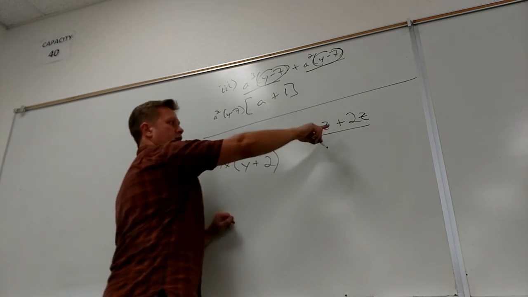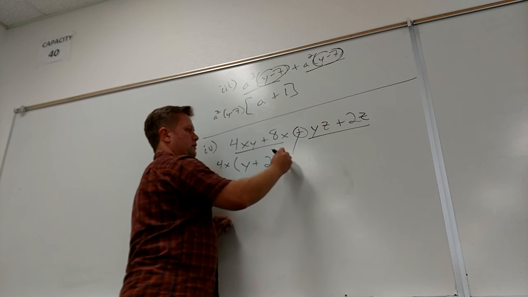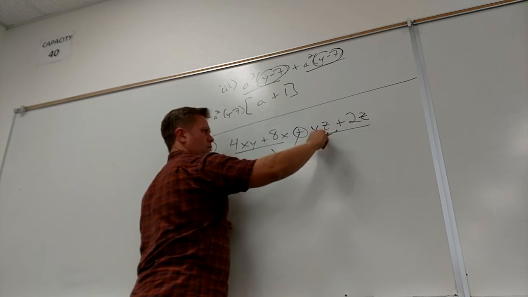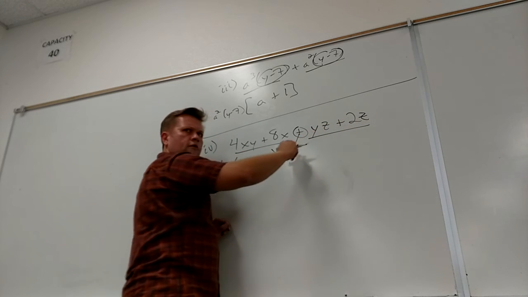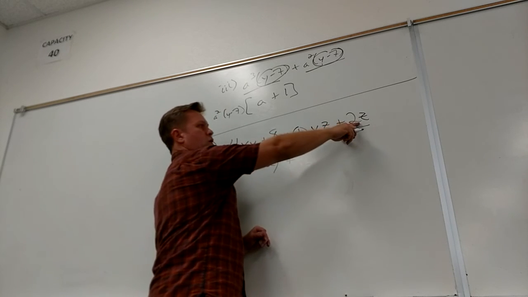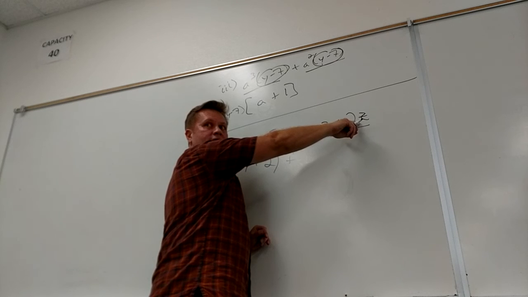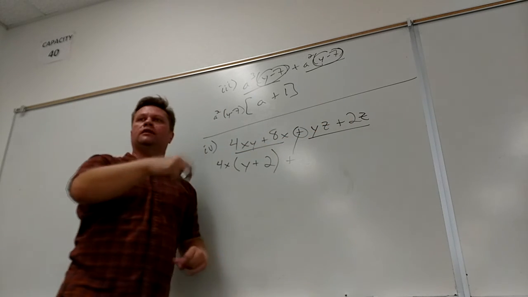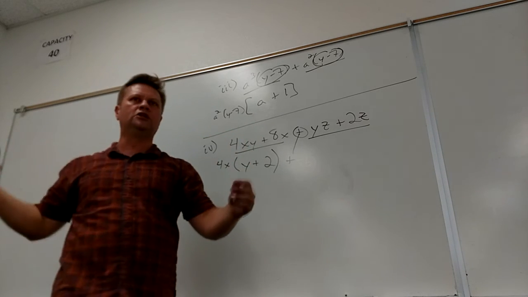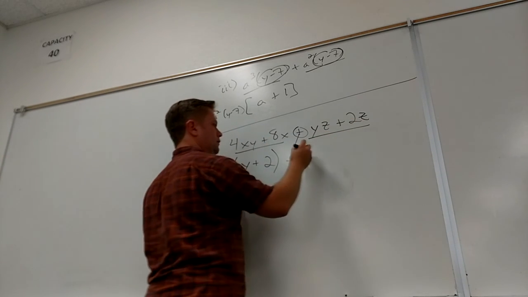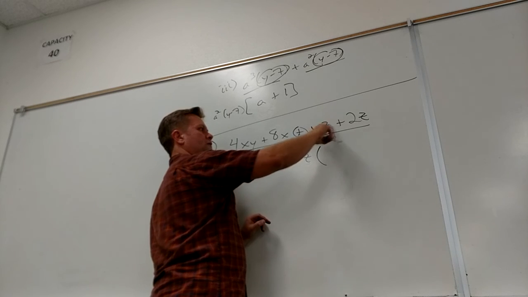I do the same thing with this one. Plus, what comes out of this? Z. Does he have a Y? No. So what you can take out is the thing that they both have, because that's what they would have gotten when I distributed. I'm just trying to undistribute. They must have both gotten a Z. And what's left?